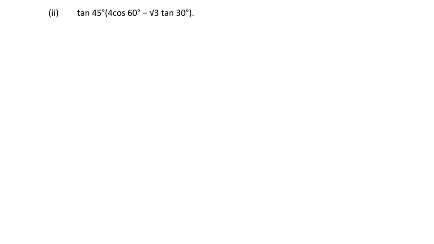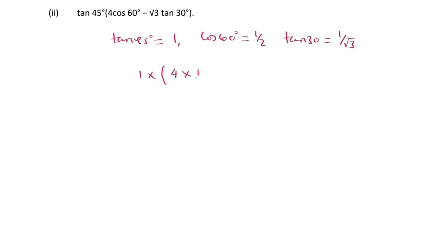For Roman 2, we are supposed to find tan 45 degrees, in brackets, 4 cos 60 degrees minus root 3 tan 30 degrees. Okay, so again, these are given special angles. Then we are going to substitute tan 45 degrees, which equals 1, cos 60 degrees equals 1 over 2, tan 30 equals 1 over root 3. Okay, so let us substitute them. Our expression is going to be 1 times, in brackets, 4 times 1 over 2 minus root 3 times 1 over root 3.